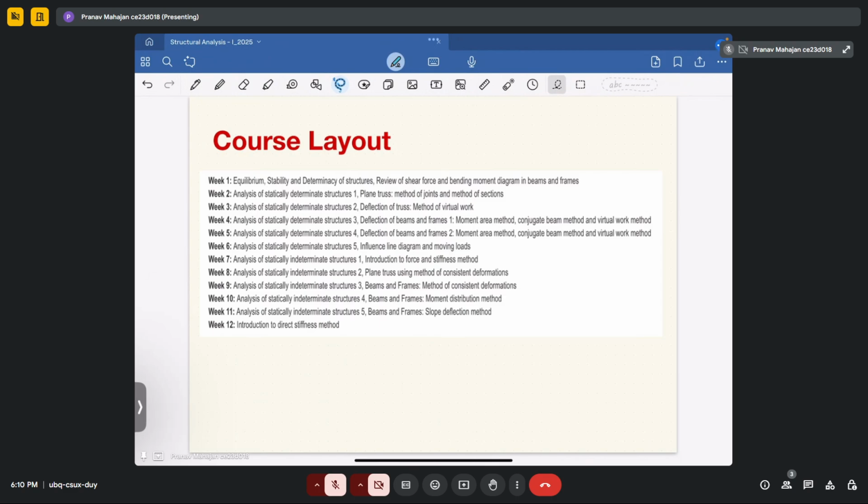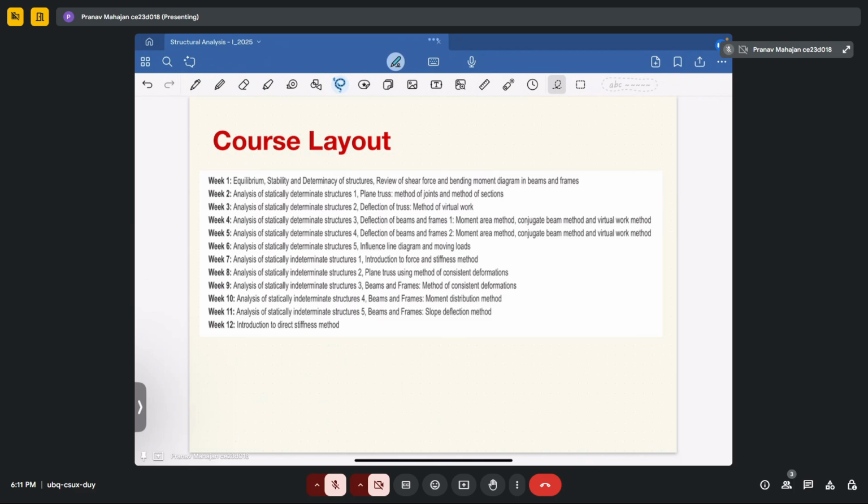From that we are able to determine the horizontal as well as vertical deformation at different joints of the truss. Later on, we moved to beams and frames which are statically determinate, in which we saw problems related to determining slope and deflection using the moment area method as well as the conjugate beam method, and some problems related to the unit load method and the direct integration method.